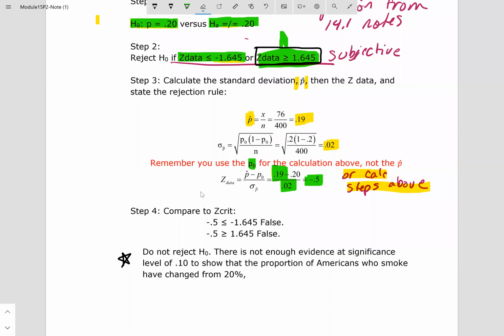False. Negative half is greater than negative 1.5, basically, right? And the second question is, is negative 0.5 greater than or equal to 1.645? Also false. So we do not reject the null hypothesis. There is not enough evidence at a significance level of 0.10 to show that the proportion of Americans who smoke has changed from 20%, right?